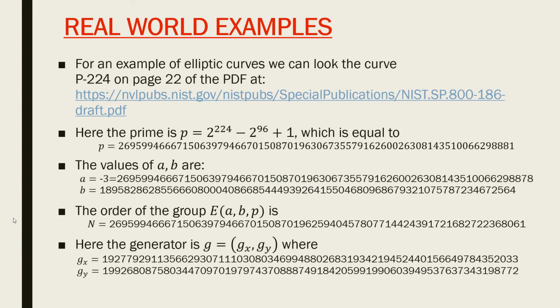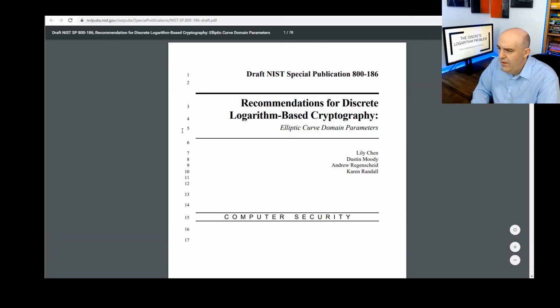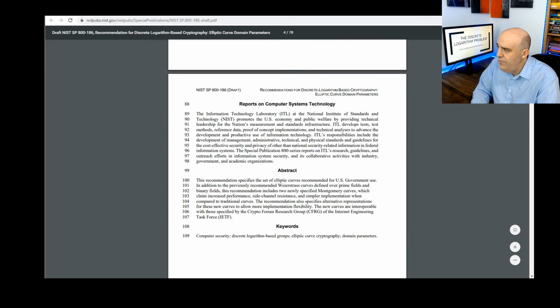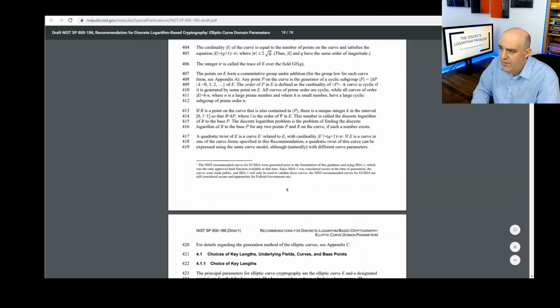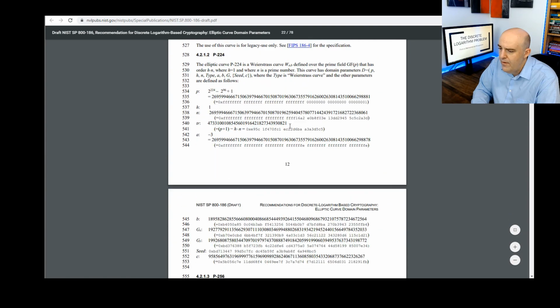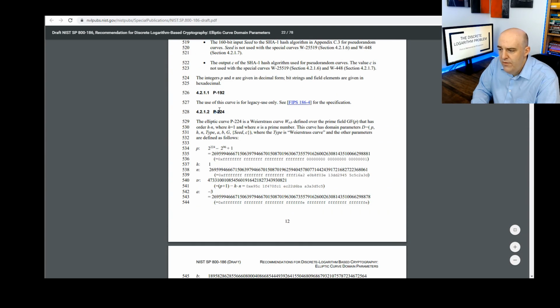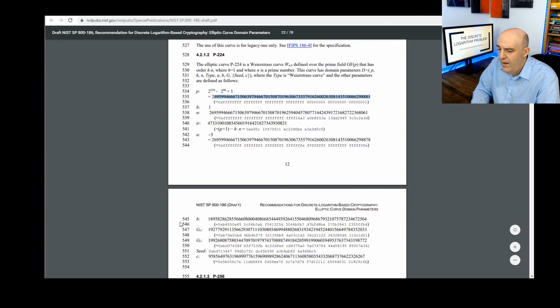Also, we could look at a real-world example of elliptic curves. So why don't we take a look at this document here. On page 22, we'll see an example of a curve that they use in real-world cryptography. Let's take a look at this curve here, P224. The prime P that's used in this is this value. The size of the group is this. The value of a is -3, which is just the same thing as this value. It's actually just 3 less than this number. And the value of b is this large number here.